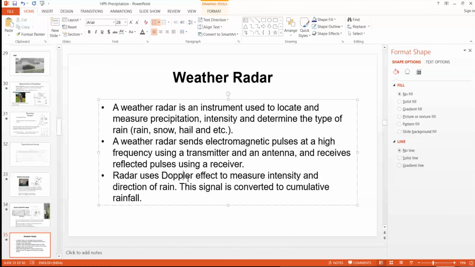So from this relative motion, we can calculate the velocity of these drops, I mean downward velocity. That is nothing but intensity, as well as the direction of the rain. We can also find the drop size.